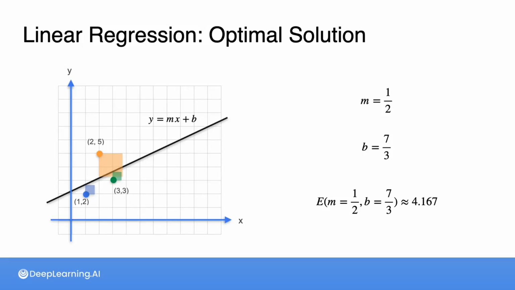This problem is actually called linear regression. Linear regression is a very, very important problem in machine learning where you have a bunch of points and you try to find the closest line to them. And that's exactly what we did here.